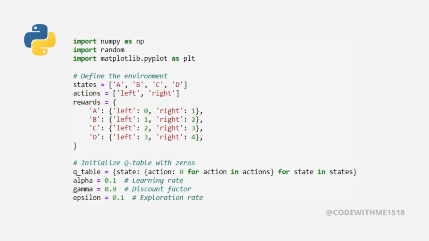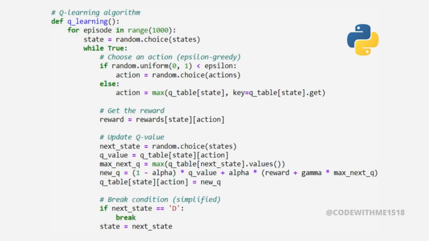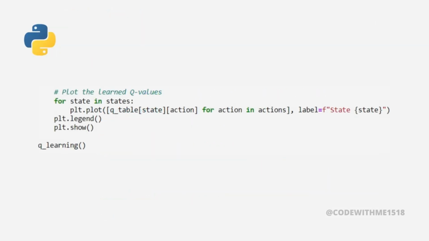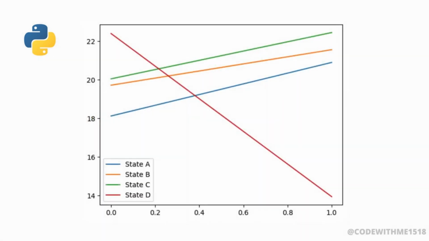In this code, we simulate a very basic environment with a few states and actions. The Q-learning algorithm helps our agent learn the best action to take in each state by updating the Q values based on the rewards it receives. Over time, the agent gets better at navigating the environment to maximize its rewards.